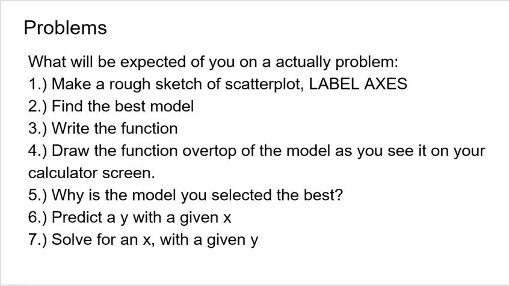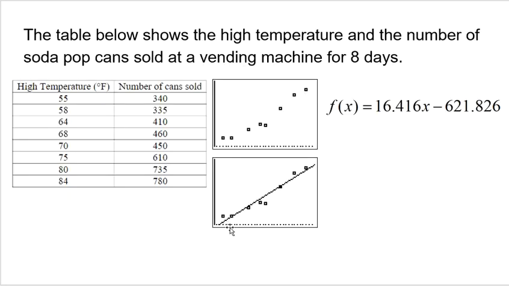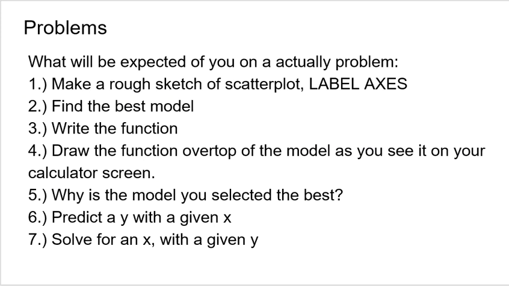That's what a rough sketch means. But the most important thing I need you to do is label your axes, right? So on this problem, for example, I'm going to label the x-axis as temperature in degrees Fahrenheit, and the y-axis as the number of cans sold. So always make sure you label your axes, because the calculator doesn't even do that for you, right? You need to do that, and I'm always going to remind you of that.